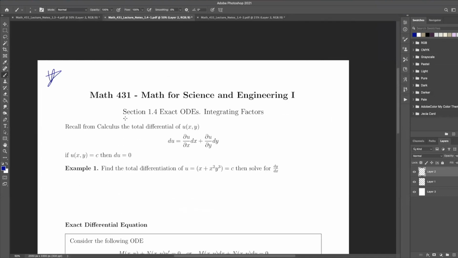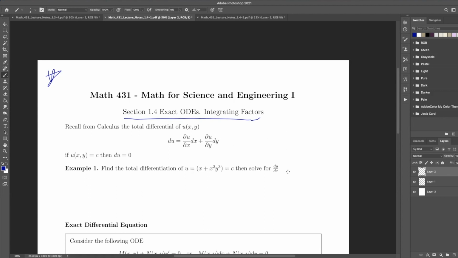All right, so now we're going to talk about exact ODEs and integrating factors. From calculus, we can do total differentiation of some function u with respect to x and y. If you remember correctly, you take the partial of u with respect to x, dx, plus the partial of u with respect to y, dy. And then you solve for dy/dx.